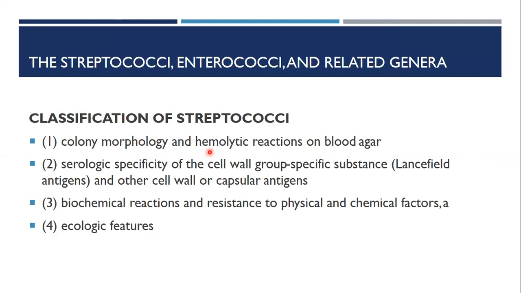So when you say hemolytic reactions, we basically take note of its ability to lyse the red blood cells in a blood agar. As to its capability of hemolysis, due to the hemolysin, we basically classify it into three: alpha, beta, and gamma. When you say alpha hemolysis, that would mean it's capable of partially lysing the red blood cells.